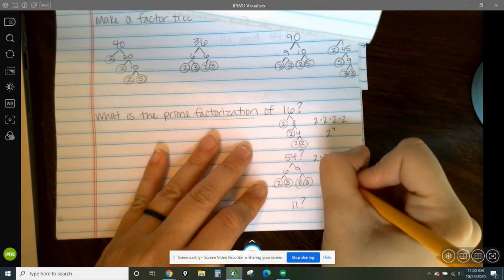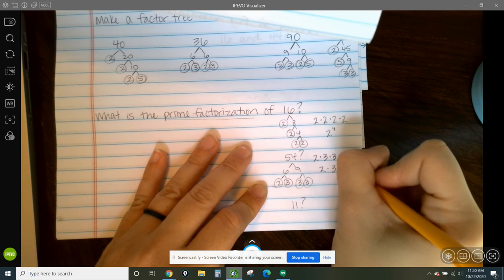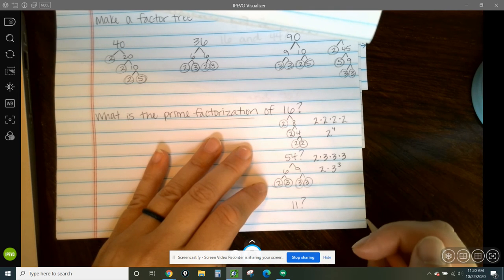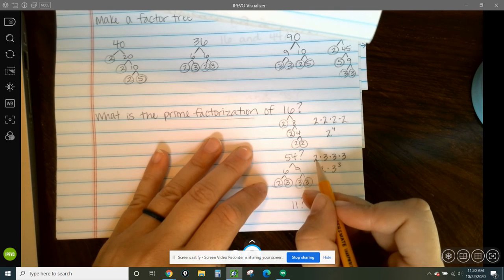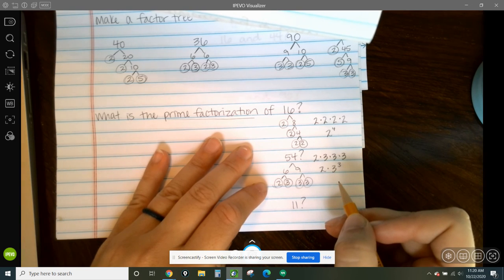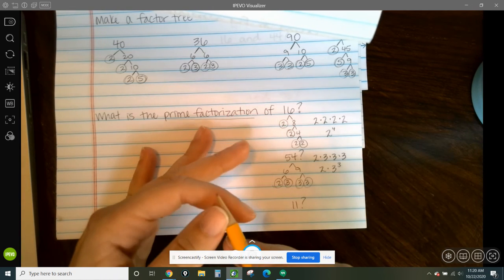And if you'd rather, you could write it as 2 times 3 to the 3rd power. You can use an exponent if you want to kind of shorten it up a little bit. Generally, we start with the smaller numbers. So that's why I put 2 in front of all the 3's. And you don't have to, but that's just better formatting.